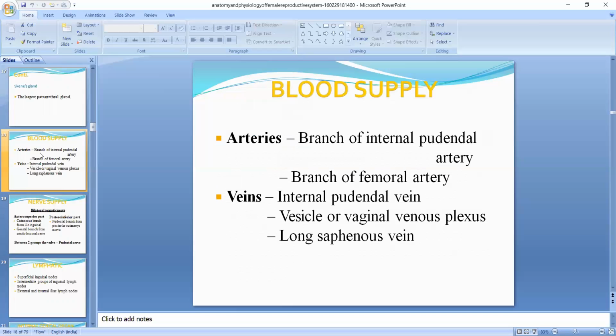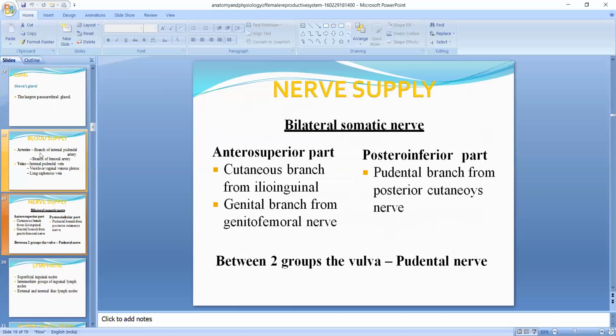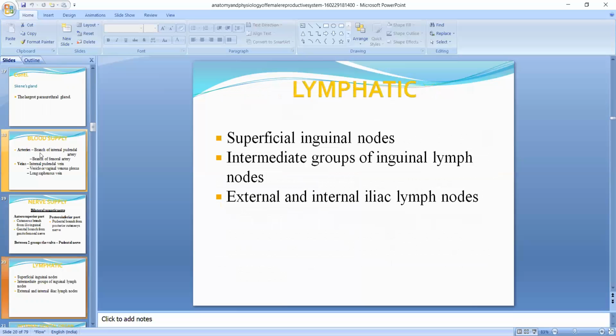Arteries and veins: it is supplied by the internal pudendal artery and some branches of the femoral artery, and they drain into the internal pudendal vein and vaginal venous plexus. Now the nerve supply: the anterior superior part and posterior inferior part are supplied by the cutaneous branch from the ilioinguinal nerve and the genital branch from the genitofemoral nerve. The posterior inferior part is supplied by the perineal branch from the posterior cutaneous nerve. And between these two groups, the vulva is supplied by the pudendal nerve.